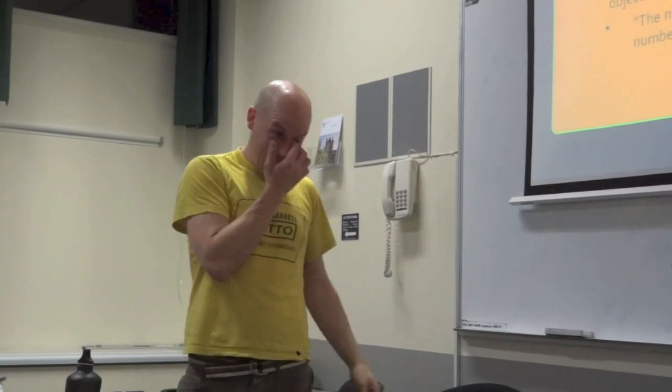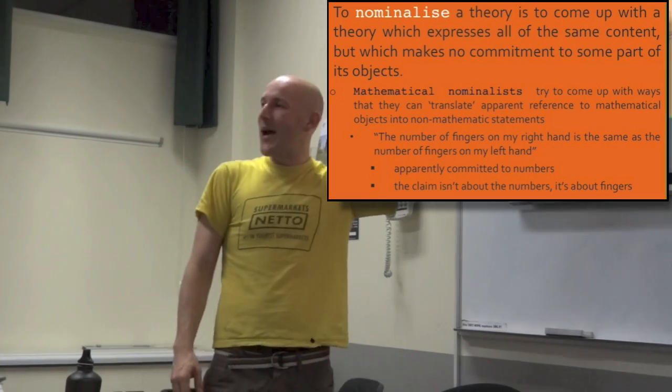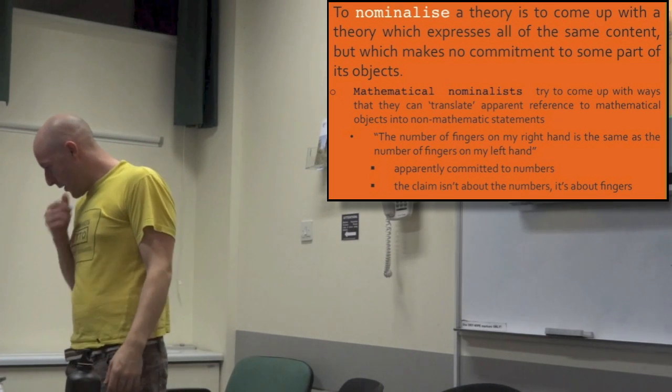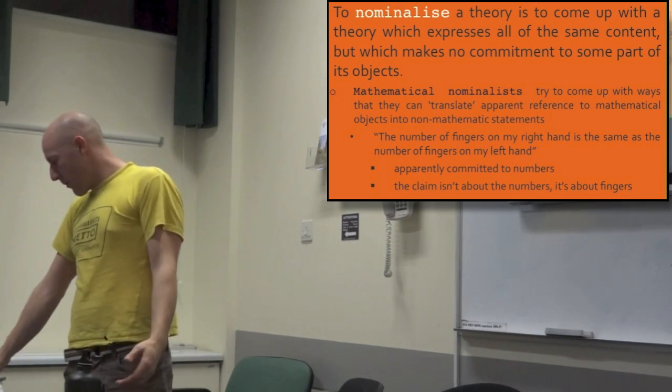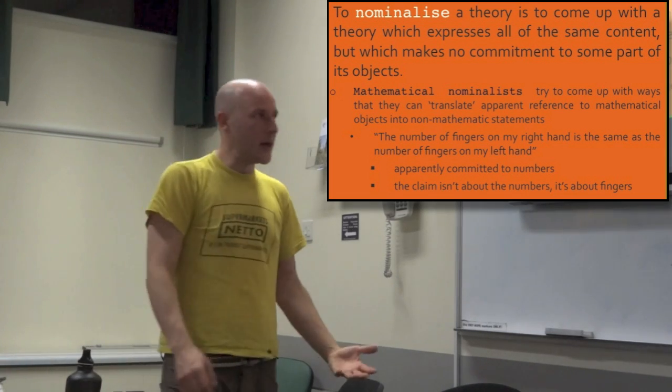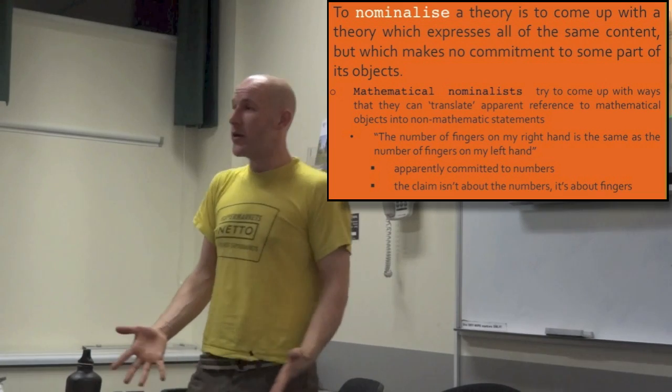When I start talking that way, this is a very cheap example, right, but just to get into it, it sounds like I'm apparently committed not only to fingers, but also to numbers. But you might think, well, there's an obvious kind of paraphrase, that's not really how we think these things work, right? Apparently committed to numbers, but we might think, it doesn't really claim about numbers, it's about fingers and what you can do with them.